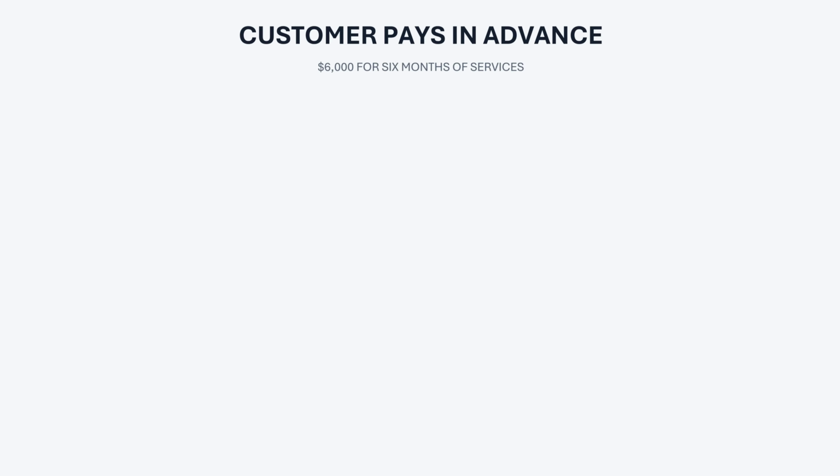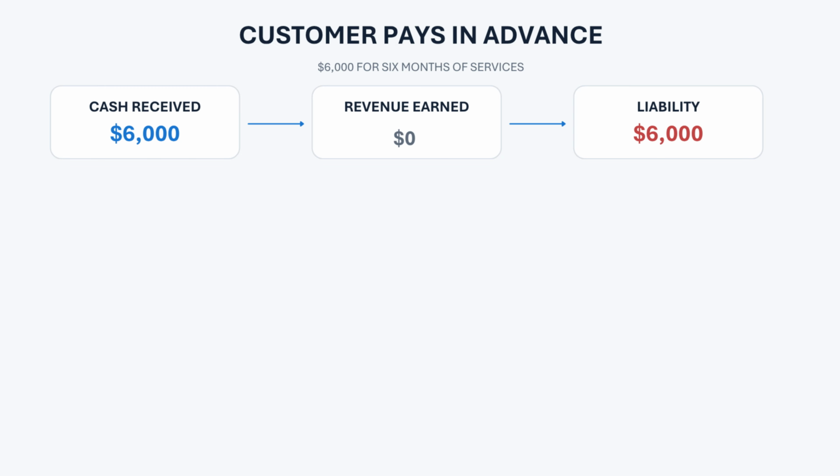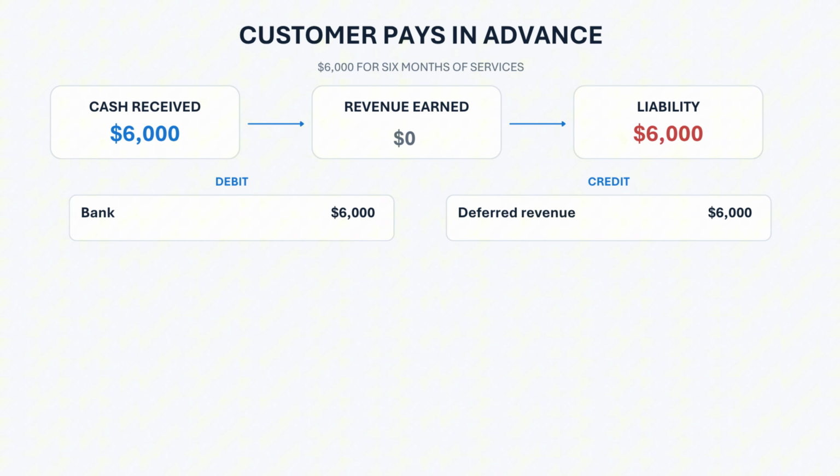Let's look at deferred revenue when a customer pays in advance. A customer pays us $6,000 in advance for 6 months of services. Cash received and revenue earned are not necessarily the same thing under accrual accounting. If we haven't yet provided the services, we still owe something to the customer. So initially, debit bank, $6,000, and credit deferred revenue, $6,000.